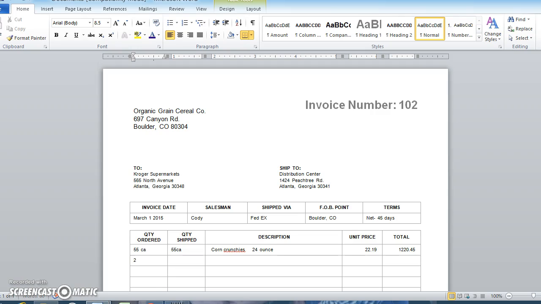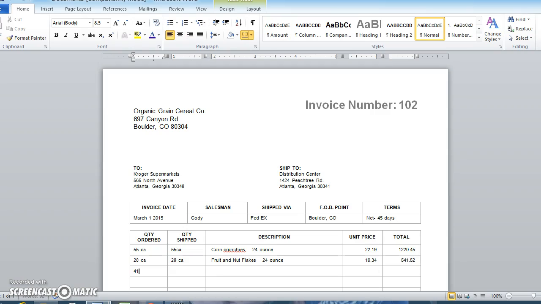And then there was 28 cases and 28 shipped, and those were the fruit and nut flakes. They were 24-ounce packages. The unit price is $19.34, and the total is $541.50.